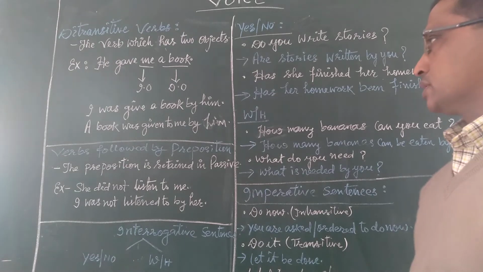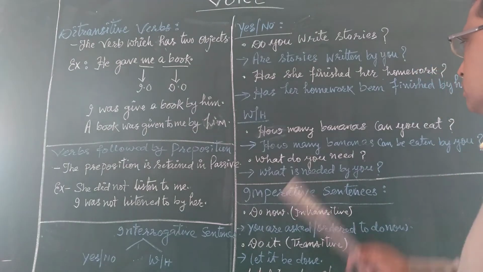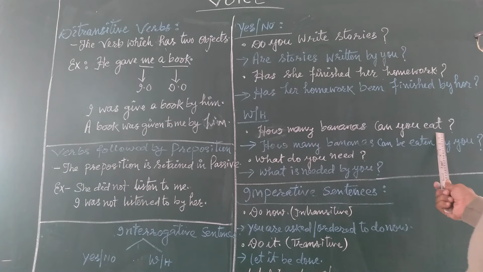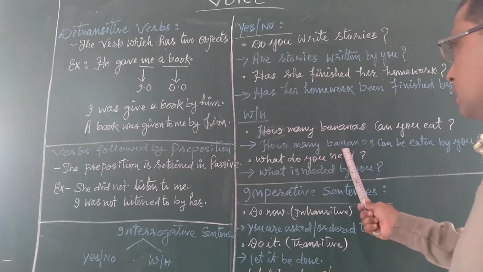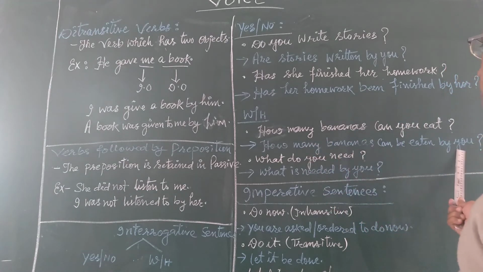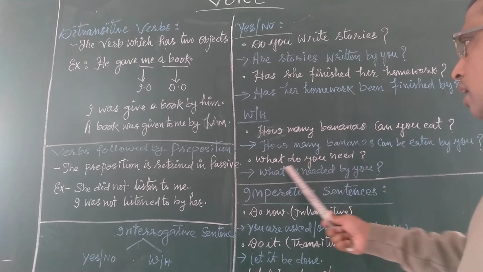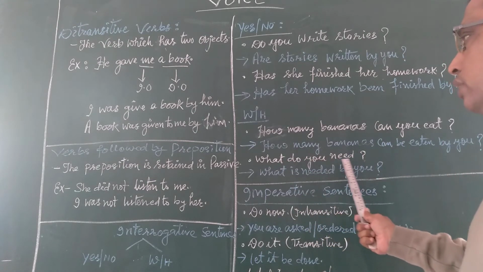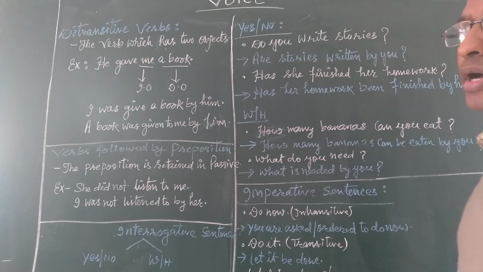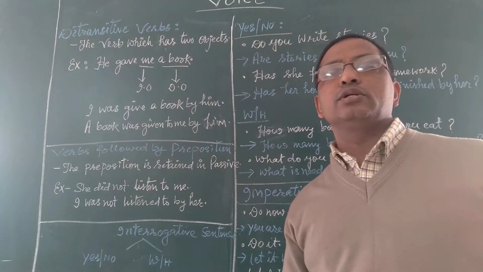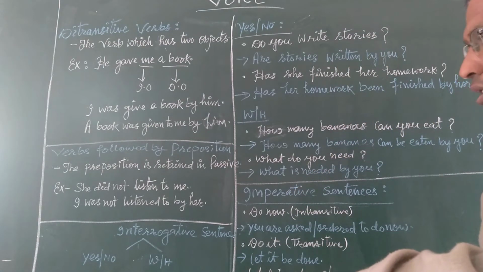Second is the WH question. How many bananas can you eat? How many bananas can be eaten by you? What do you need? What is needed by you? This is the way of changing interrogative sentences.